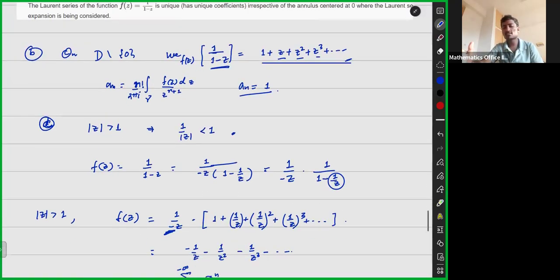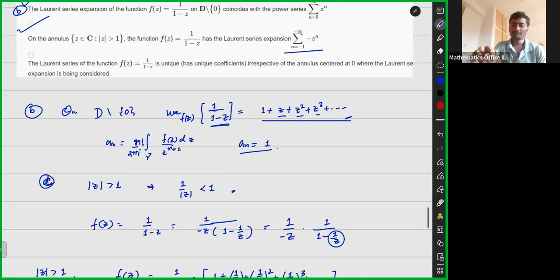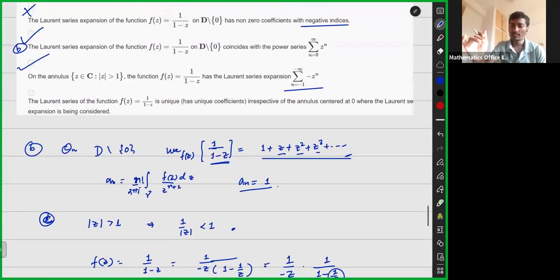So calculating coefficients in a Laurent series expansion is difficult. In this scenario, it is easy, okay? Because we know the expression for 1 by 1 minus z when mod z is less than 1. So we are using that. That's why we are directly writing. Usually it is difficult, okay? The Laurent series expansion of 1 by 1 minus z is unique, has unique coefficients irrespective of the annulus centered at 0 where the Laurent series expansion has been considered.